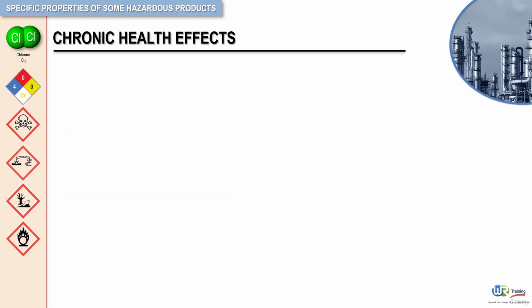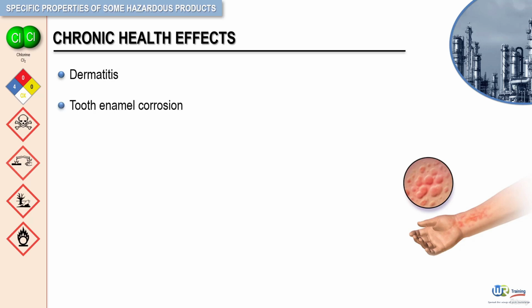Chronic exposure to low levels of chlorine gas can cause dermatitis, tooth enamel corrosion, coughing, chest pain, and sore throat. Workers who have had one or more exposures to chlorine that caused acute health effects may have long-term damage to the lungs.